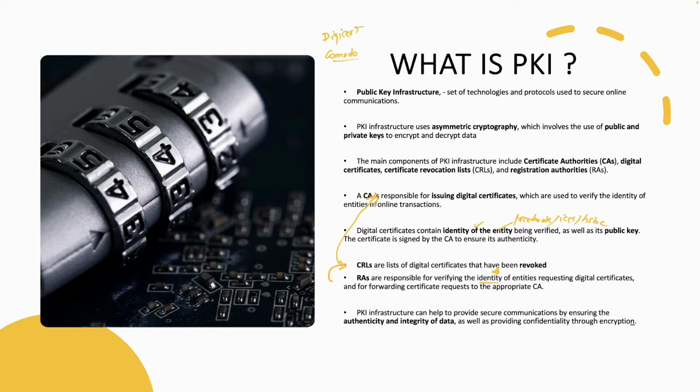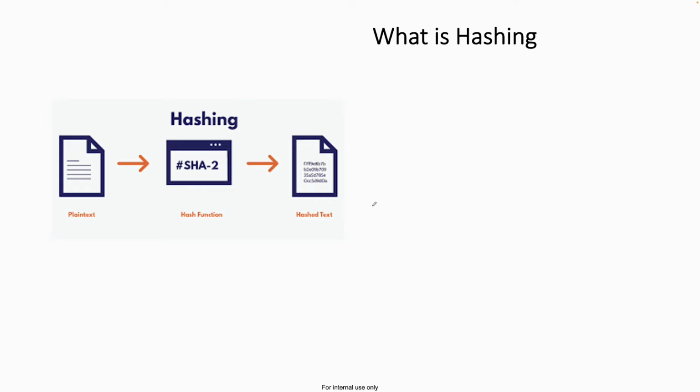So the PKI infrastructure, as I said, can help provide secure communication by ensuring authenticity and integrity of data. It's a culmination of encryption as well as the digital signatures that we learned. It's the backbone of how secure communication takes place over the internet. So you are getting authentication, you are getting integrity, and it helps you provide confidentiality through encryption.